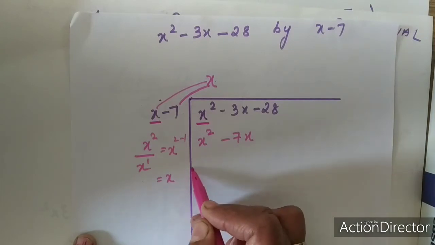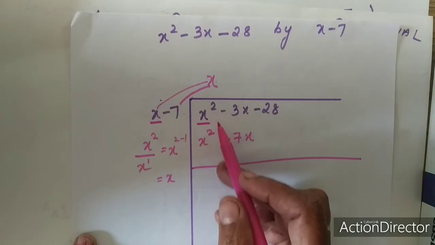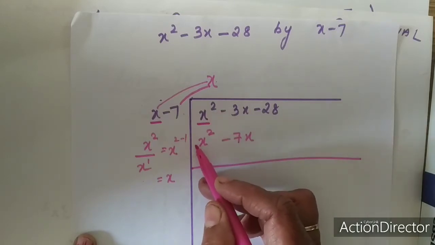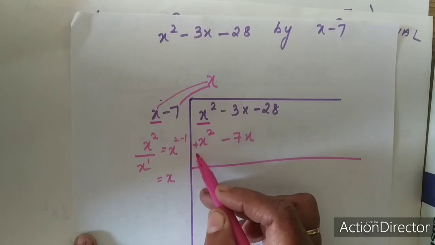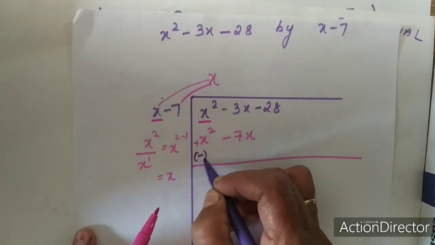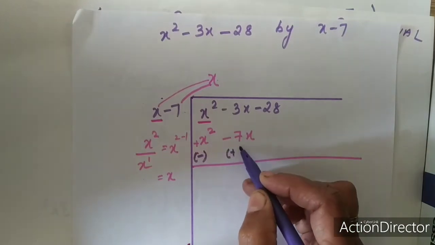Next, as you do in normal division, subtraction. In an algebraic expression, we are going to do the subtraction by changing the sign. Here you are having plus x square, so I am going to change the sign and write it as minus. Next, here it is given minus, so I have to change the sign as plus.